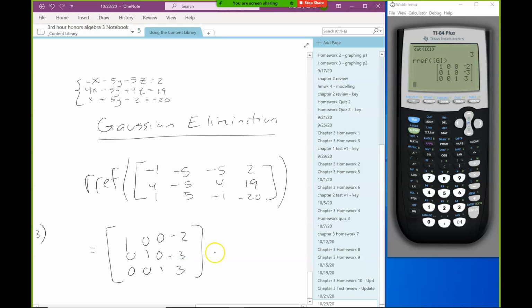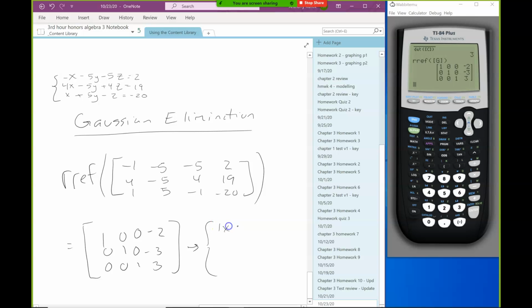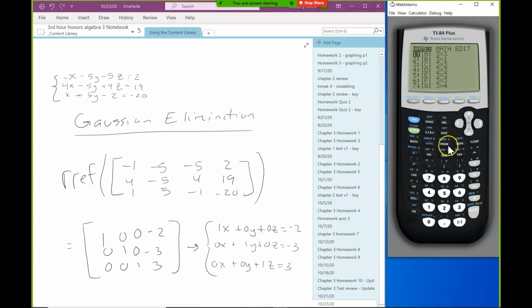So what this matrix tells me is that this is equivalent to the system 1x plus 0y plus negative 2, 0x, 1y plus 0z, and 0x plus 0y plus 1z is equal to 3. And I typed something in wrong again. Ay, ay, ay, folks.